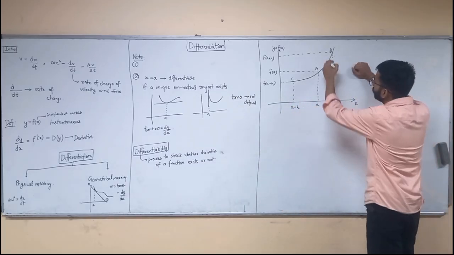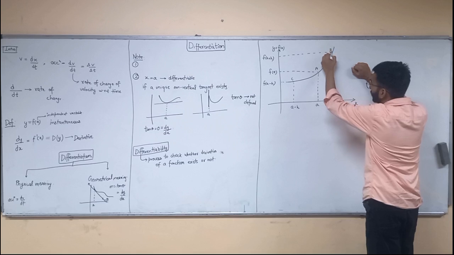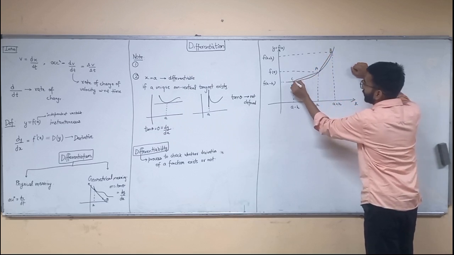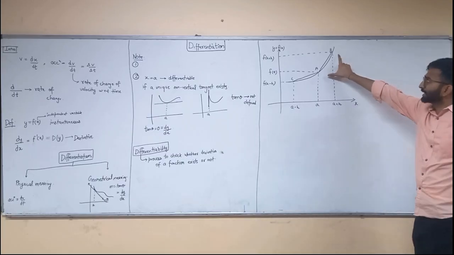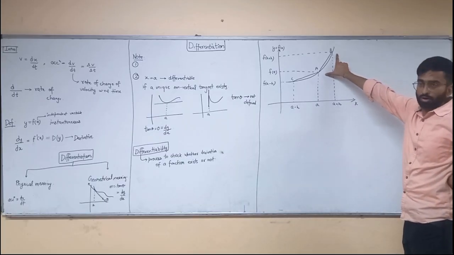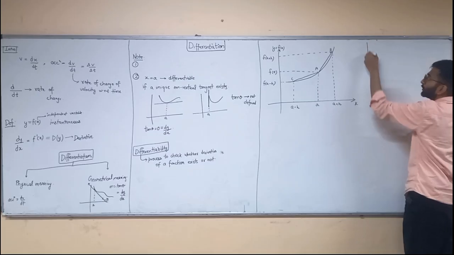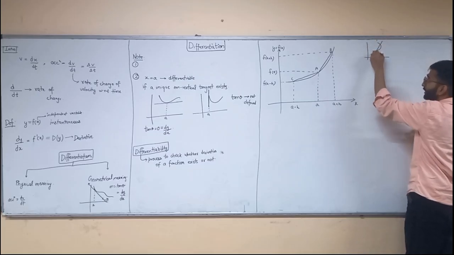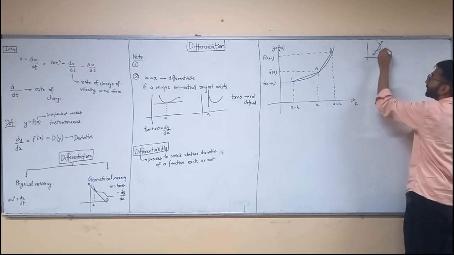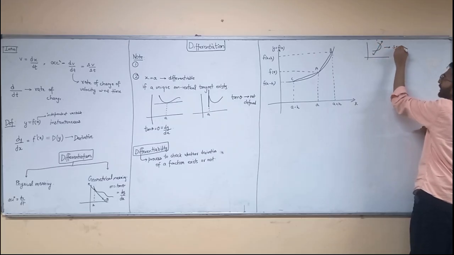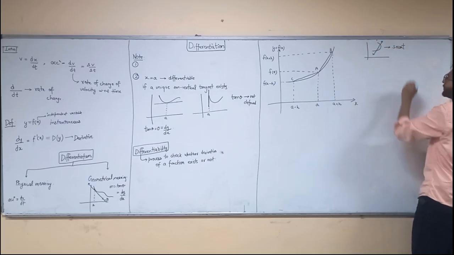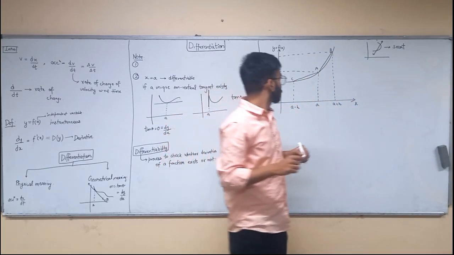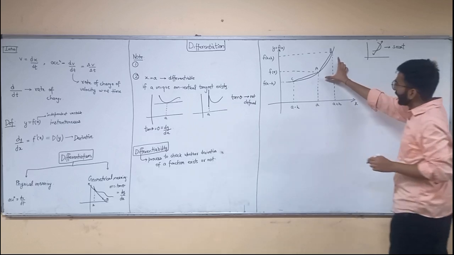So, if I join these points A and B, and also A and C, what will I get? I will get something like a chord. But you know that if there is a curve like this, and there is a line passing through it, the line is called a secant. Remember this. This line is called a secant line.